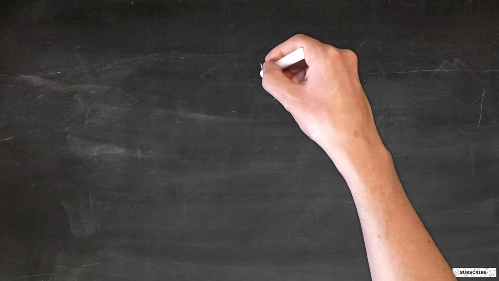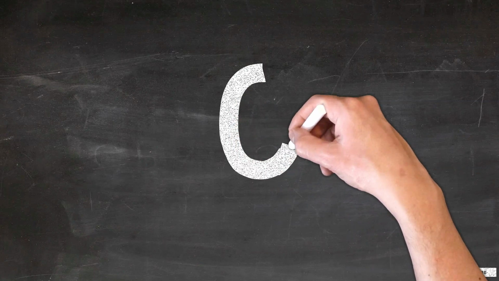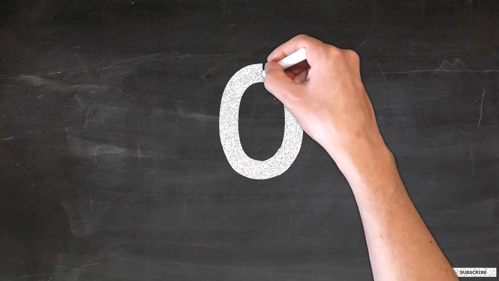Start from the top, draw a big circle to the left. From inside O, draw a slanting line to the right reaching the bottom. This is capital Q.